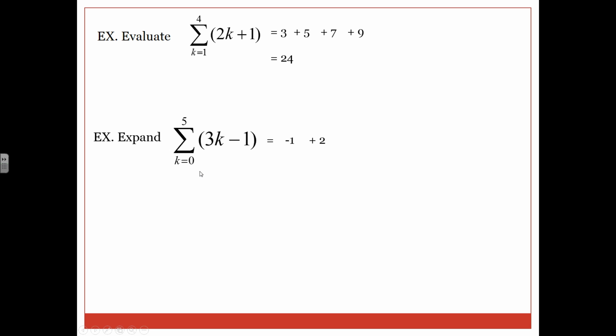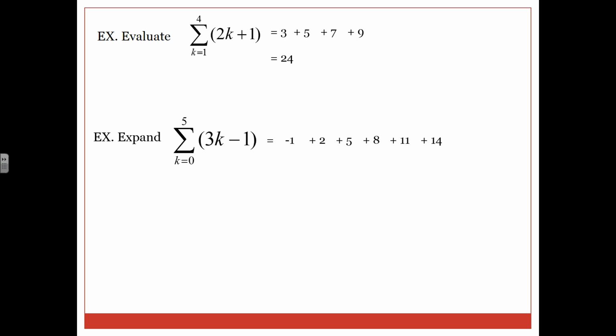All right, so I'm just going to keep increasing k by 1 each time. This was when k was 0, k is 1, so k is 2, plug 2 in, I get 6 minus 1 is 5. Now I'm going to plug 3 in, 3 times 3 is 9, minus 1, get 8. I'm going to plug 4 in, 4 times 3 is 12, minus 1 is 11. And then I'm going to plug 5 in, 5 times 3 is 15, minus 1 is 14. And I'm done because 5 is the last k value that I plug in.